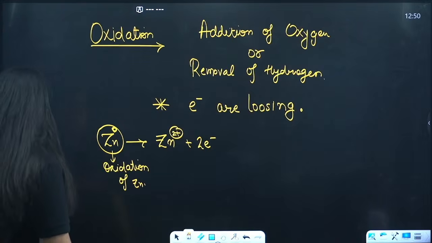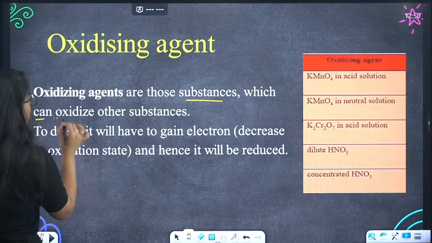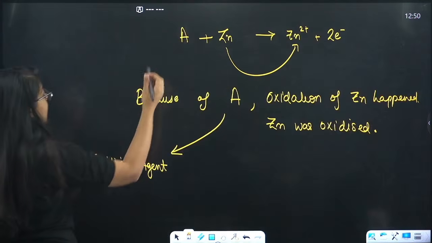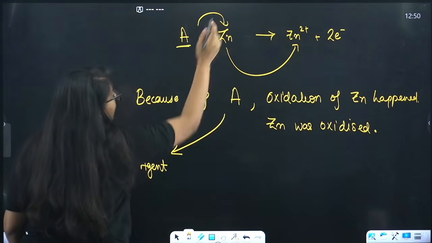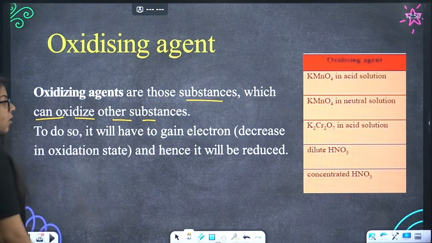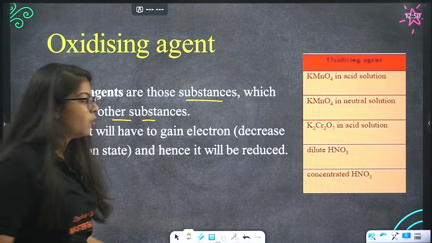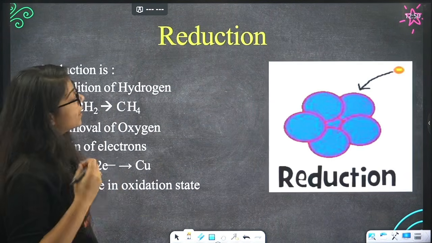So basically, what is this? Oxidizing agents are those substances which can oxidize other substances. To do so, it will have to gain electrons, hence it will be reduced. You will understand this point in 2 minutes. Okay? Next beta, first understand reduction.